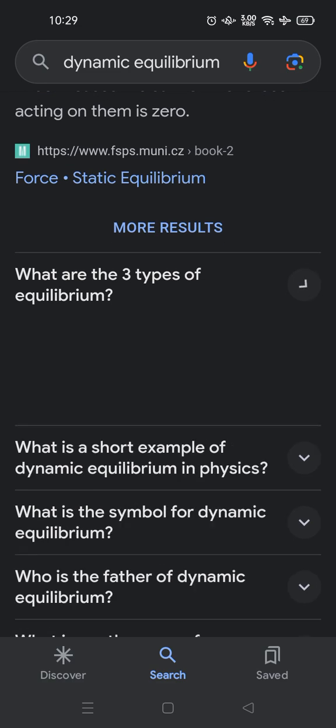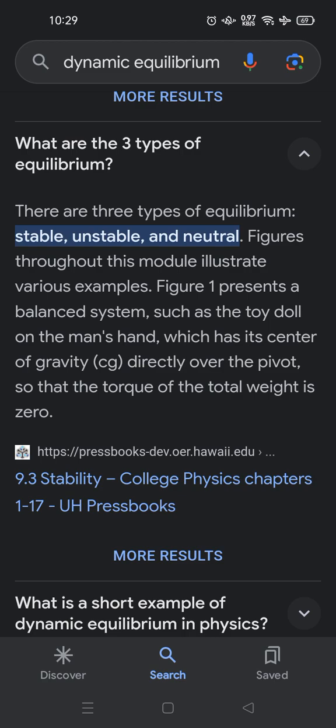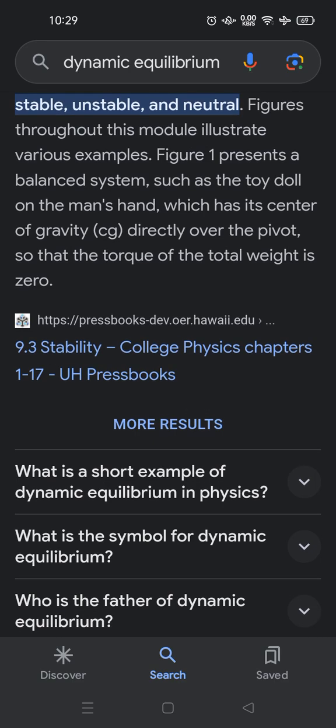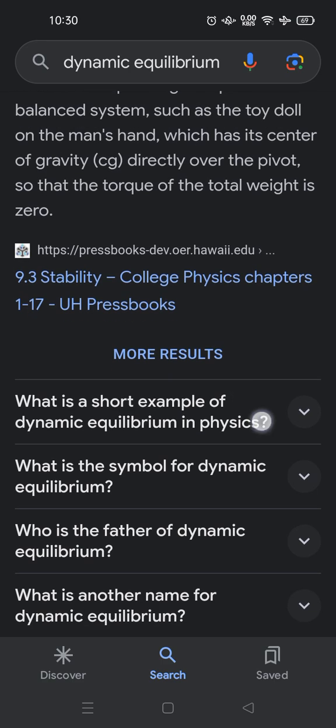What are the three types of equilibrium? There are three types of equilibrium: stable, unstable, and neutral. Throughout this module, we illustrate various examples. Figure 1 presents a balanced system such as the toy doll on the man's hand, which has its center of gravity directly over the pivot so that the torque of the total weight is zero.